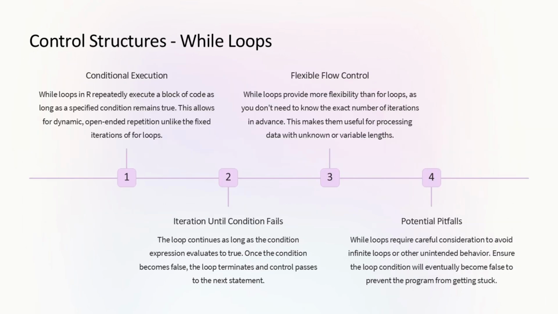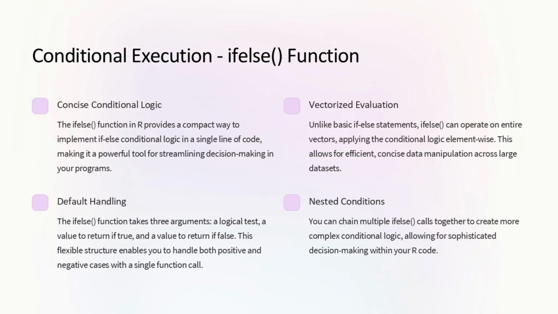While loops in R allow for dynamic, open-ended repetition of a block of code, unlike the fixed iterations of for loops. The loop continues as long as the condition expression evaluates to true, and terminates once the condition becomes false. This flexibility makes while loops useful for processing data with unknown or variable lengths. However, while loops require careful consideration to avoid infinite loops or other unintended behavior. Ensure the loop condition will eventually become false.